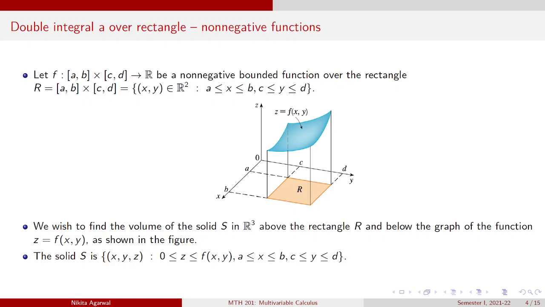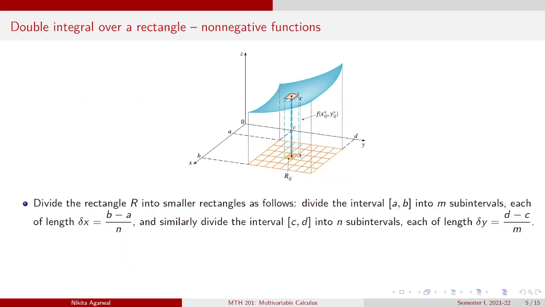What is this solid? It's again representation like before. It's collection of now points in R3, right? Because this is a solid in R3 where z goes from 0 to this height, which is f(x,y), and x and y vary over this rectangle, which means that x goes from a to b and y goes from c to d. Okay, so we want to find the volume of this solid.